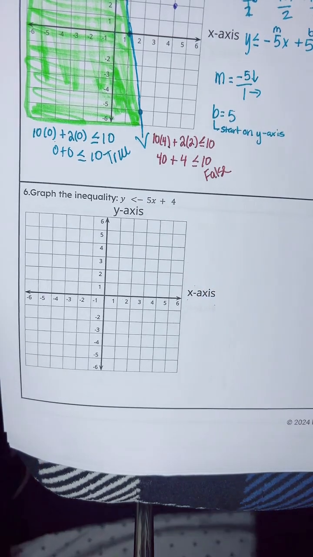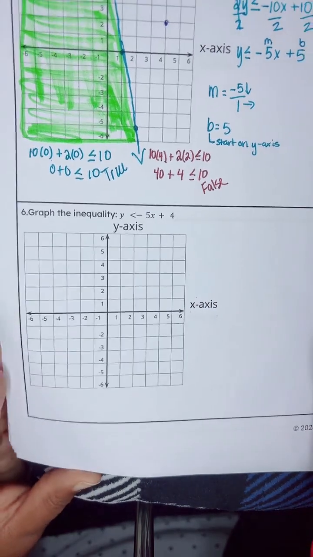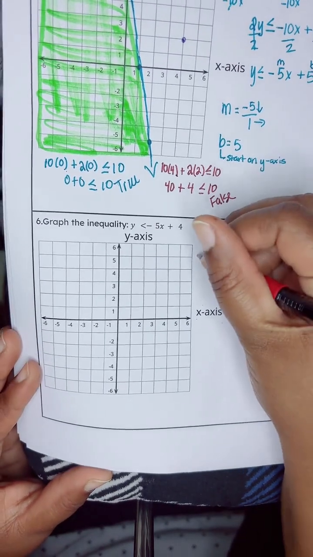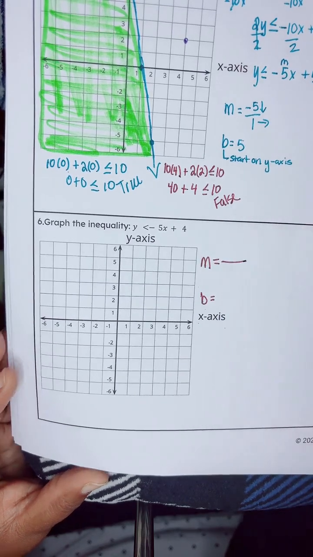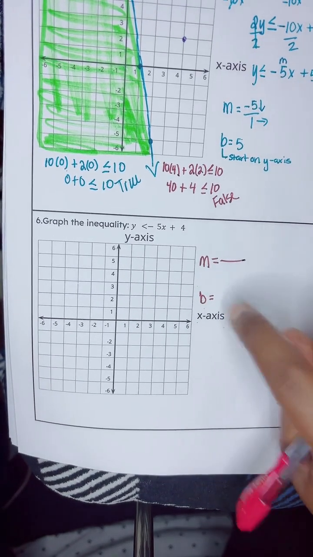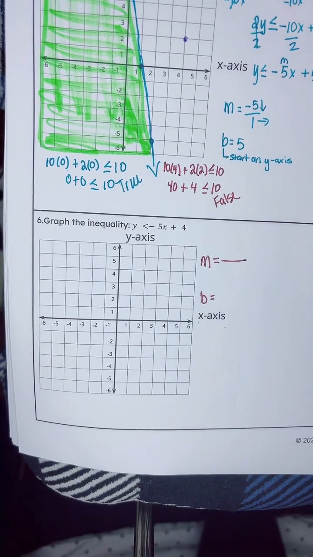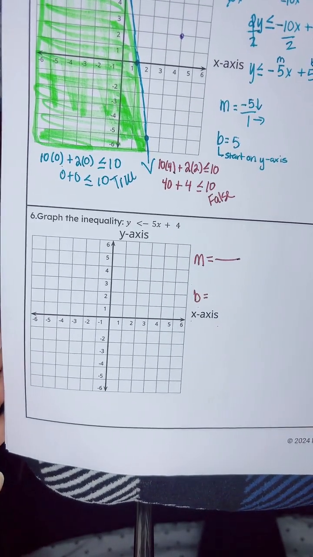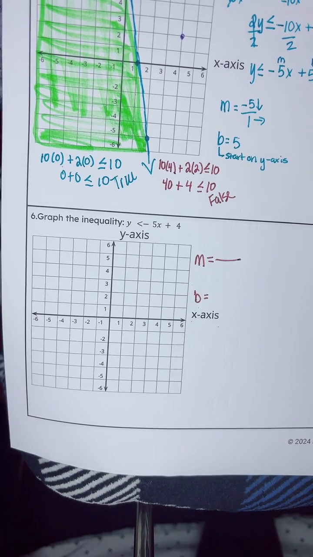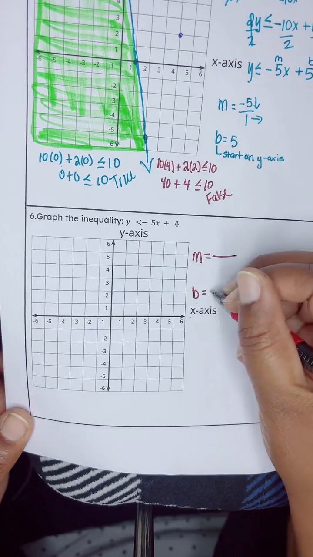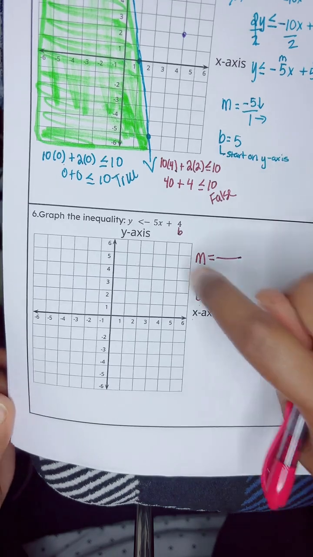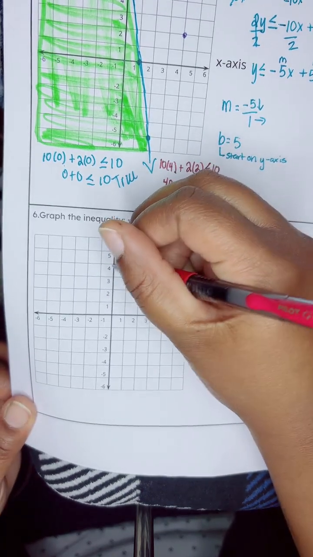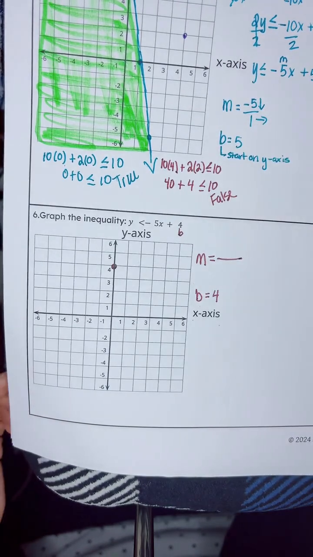I already have it in slope intercept form. All right. So first thing you have to be able to identify is what is the m and what is your b. Can somebody tell me what my b is? Good. 4, 4, 4. Beautiful. So my b is 4. This is the b. Remember, this is where you start on the y-axis. So we're going to put a big point right there on 4.